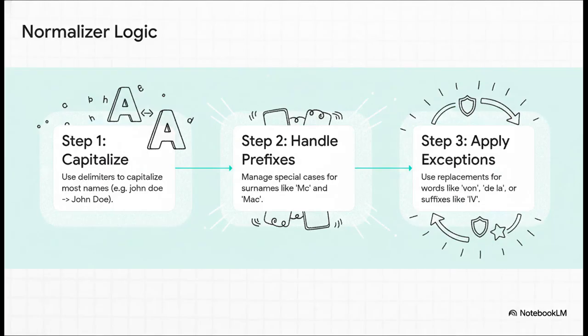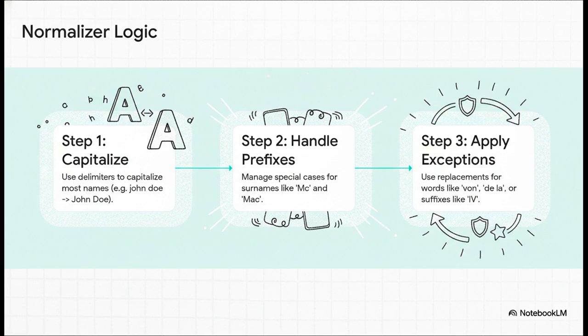So, how does it do it? Well, the rule is pretty smart. It applies logic in layers. First, it does a basic capitalization pass that catches most simple names. Then, it gets more specific, handling special cases like names with Mick or Mac. And finally, it layers on exceptions for things like Vaughn or suffixes like IV, making sure every name comes out looking perfect.